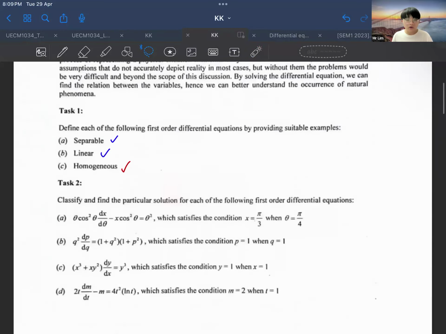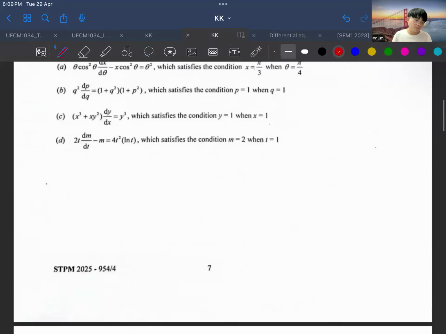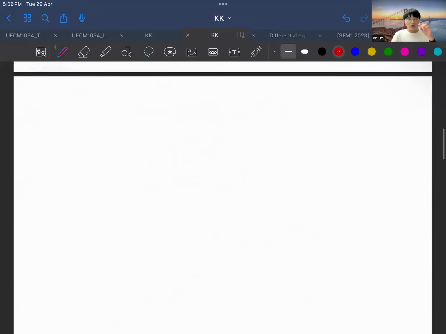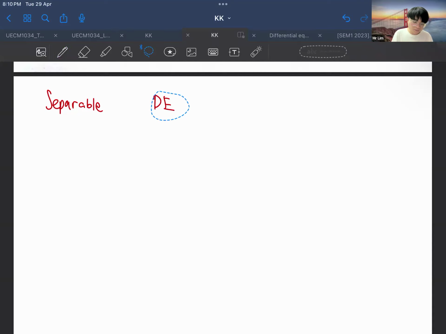So for separable and linear, perhaps you already studied. I hope that you understand. I'm going a bit fast. I assume you already have some basic knowledge on separable DE. We're talking about first order, of course.